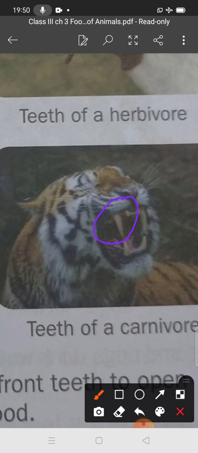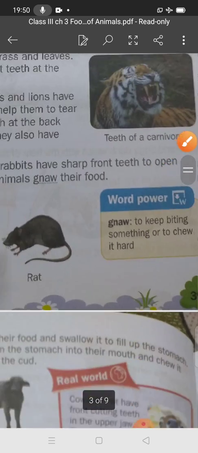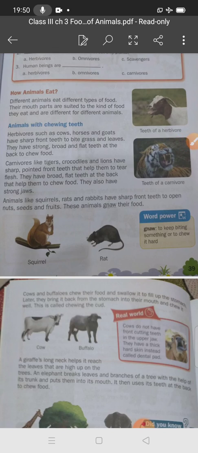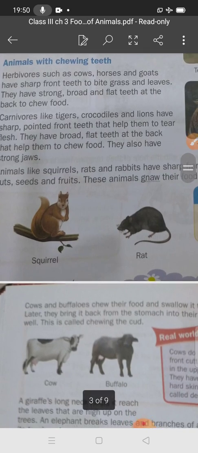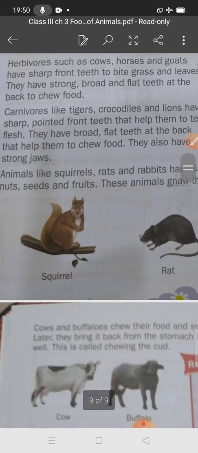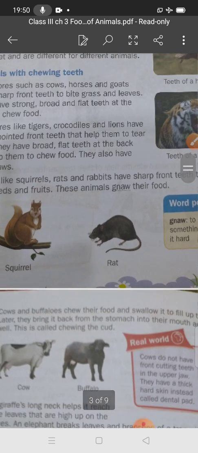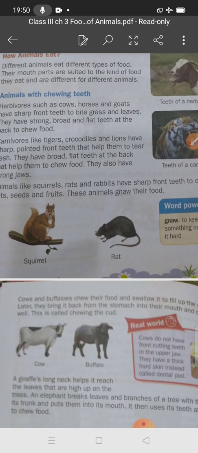Okay students, now you can see in this diagram there is a squirrel and also a rat. So now listen carefully. Animals like squirrels, rats and rabbits have sharp front teeth to open nuts, seeds and fruits. And these animals gnaw their food.